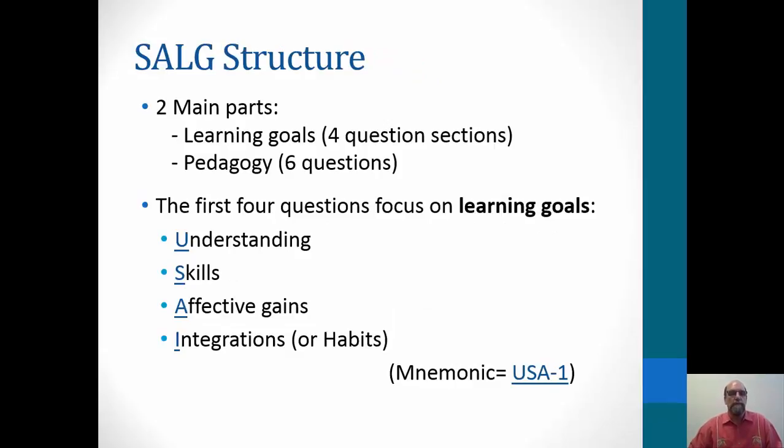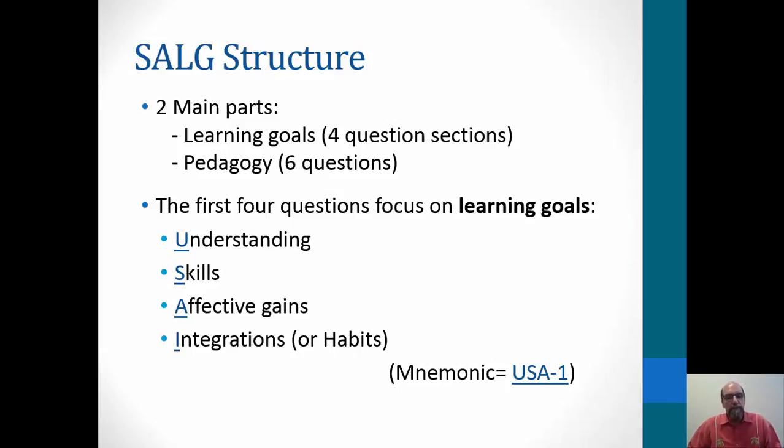So how does it work? SALG consists of two main parts. There are 10 overall questions, which are the STEM questions. And underneath those 10 STEM questions, there are a number of sub-questions that you can ask, which are customizable. The first 4 questions relate to your learning goals. And those are divided into 4 categories: understanding, skills, affective or interest gains, and integrations or habit formation. And the mnemonic here is USAI.